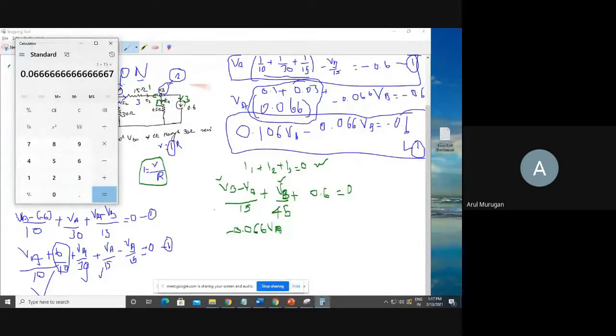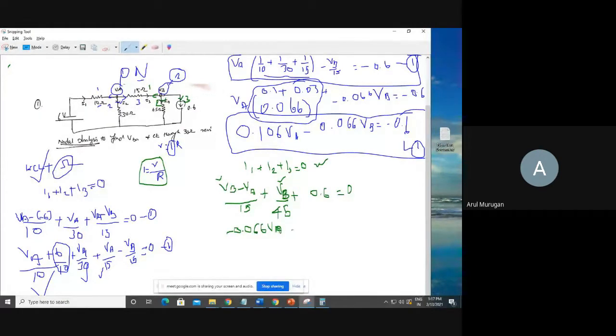So take it, 0.066. Keep that in mind. Then 1 divided by 45, what is the answer? This is the answer, 0.022, plus 0.066. What is the answer? My answer is 0.088. Why plus? Here is a plus. So 0.0888 VB.